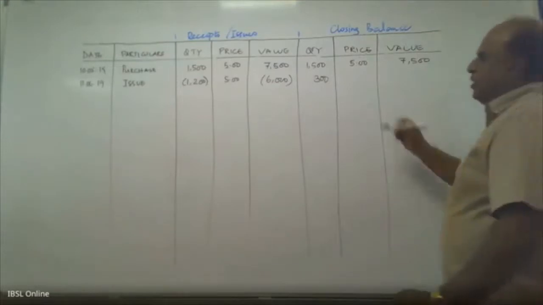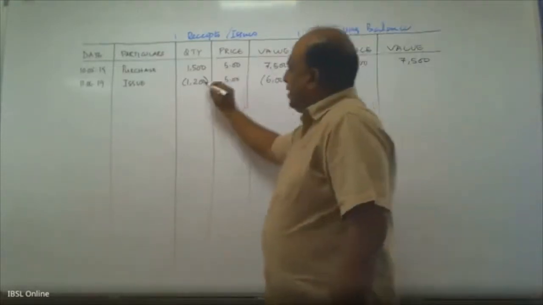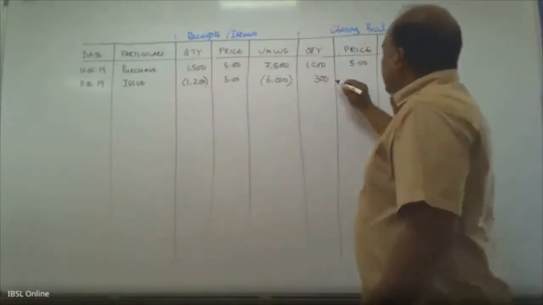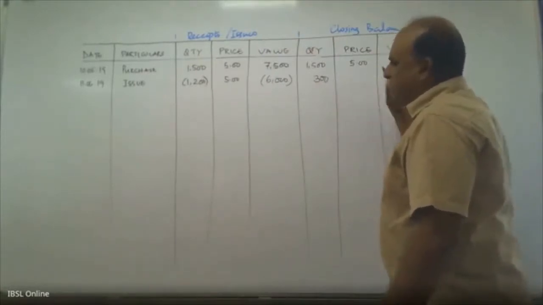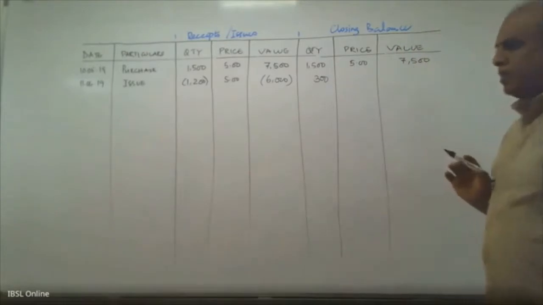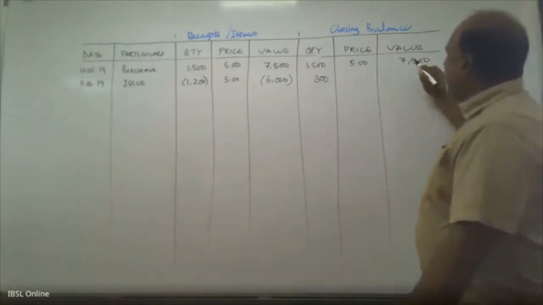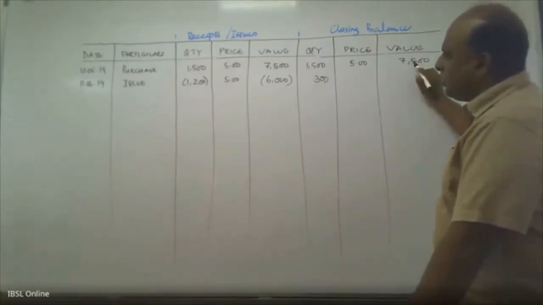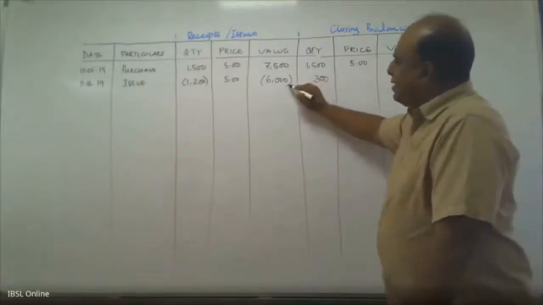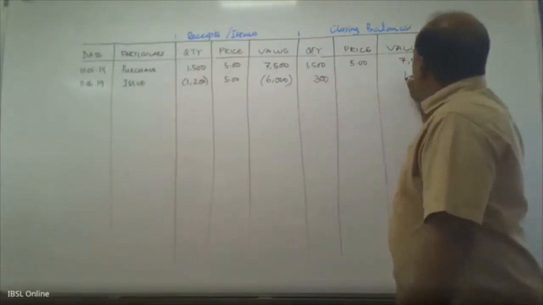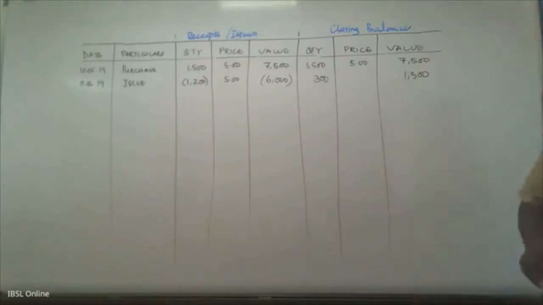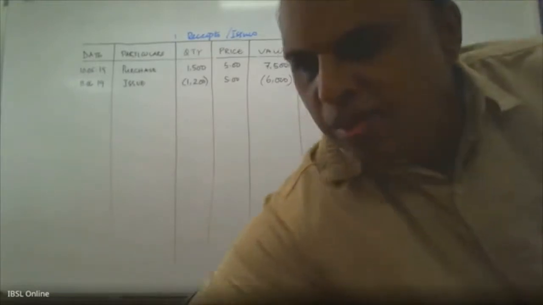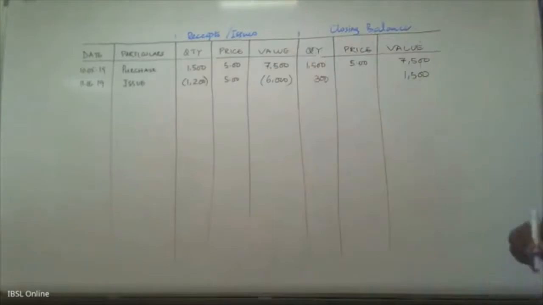Okay, 1,005 minus 1,002 units will give you 300 units. We don't look at the price now. Don't worry about the price now. Now look at the value. 7,005 minus 6,000 will give you 1,500. Now see what is going to happen.